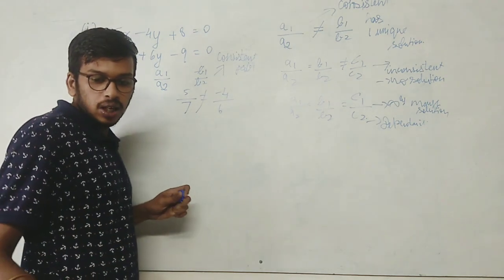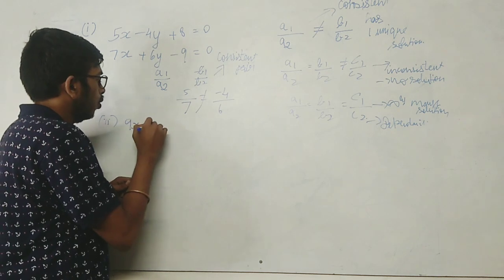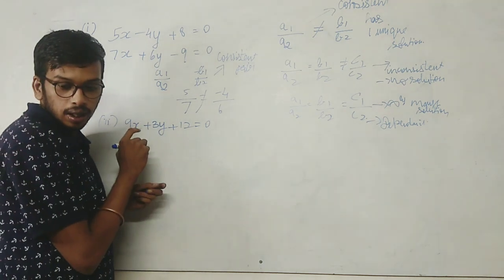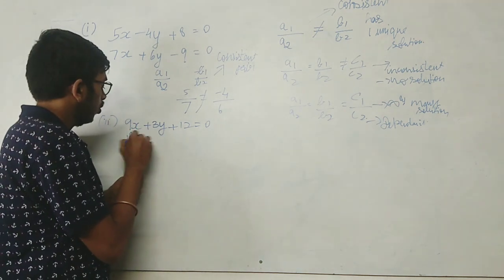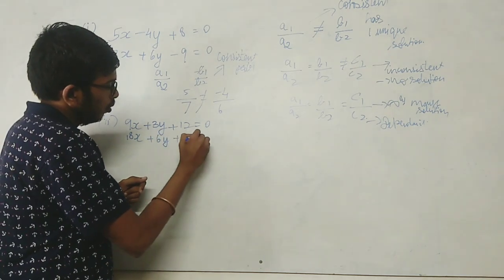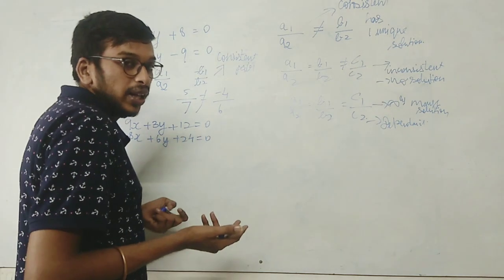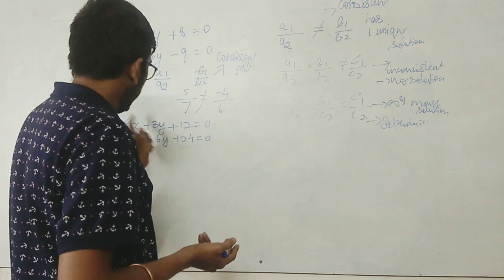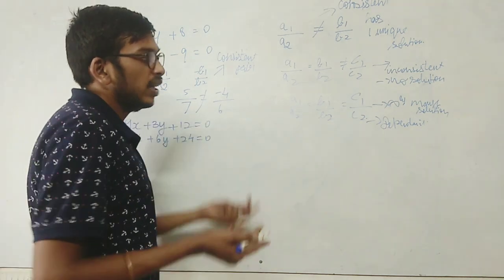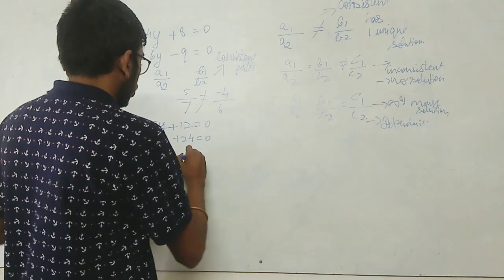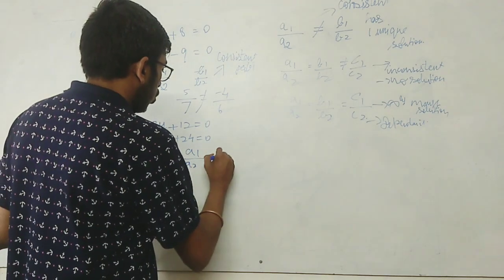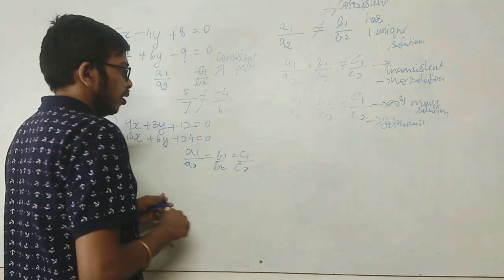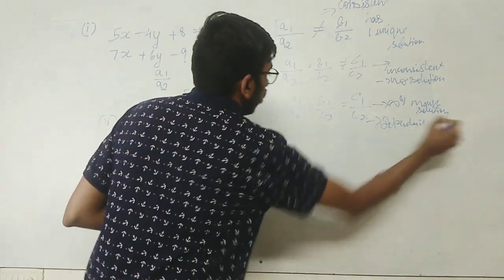So next one is 9x plus 3y plus 12 is equal to 0, and the other is 18x plus 6y plus 24 is equal to 0. I think you can just say the answer by looking at it, right? 9 into 2, 18, 3 into 2, 6, 12 into 2, 24. a1 by a2 equal to b1 by b2 equal to c1 by c2. Therefore, it has many solutions and it is a dependent pair of linear equations. Understood?